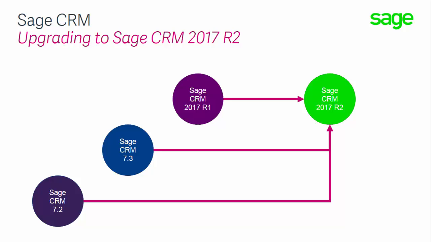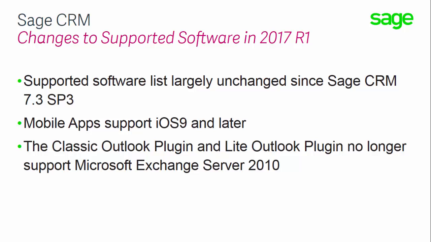And I remind you that you can upgrade to Sage CRM 2017 R2 directly from 2017 R1, from 7.3 and 7.2. Now, just as my last topic, I want to mention the changes in the way in which we support software underlying the system. And the good news is that if you're just familiarizing yourself with Sage CRM 2017 R1, the software supported list is largely unchanged since Sage CRM 7.3 SP3.